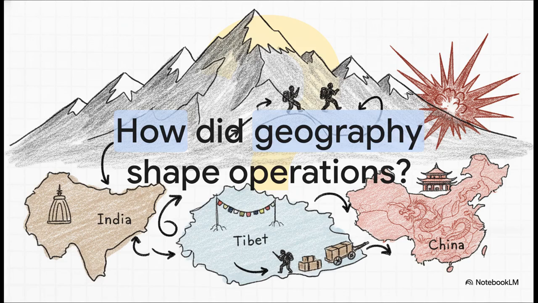Okay, let's dive right into this core question. How exactly did geography shape these operations? Well, to answer that, we have to introduce the ultimate antagonist of this entire historical narrative, and that is the Himalayas. Spanning over 2,400 kilometers, this massive mountain range acts as a colossal physical barrier separating India, Tibet, and China. When we study military history, we usually focus on the opposing armies, but here, the geography itself dictated everything. It told troops where they could walk, how they could be fed, and ultimately, who had the operational upper hand before a single shot was even fired.